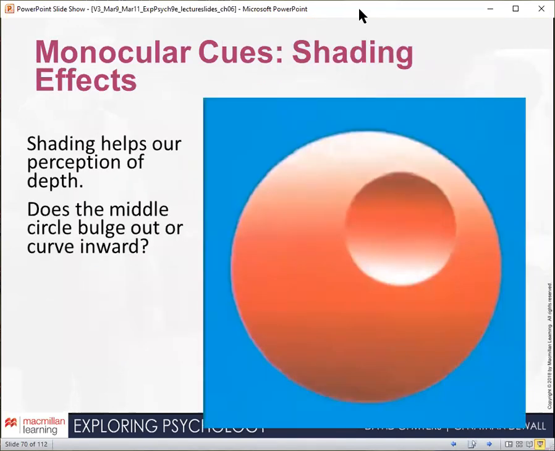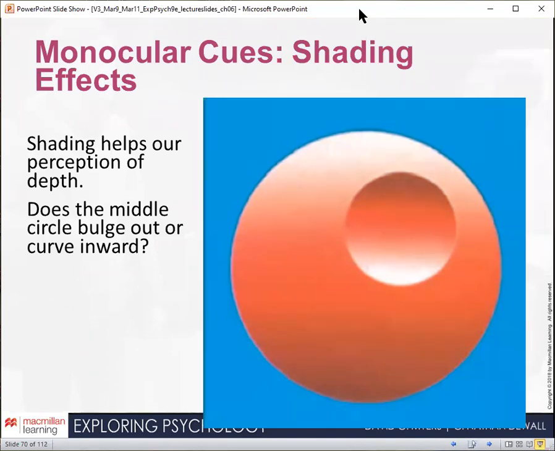Monocular cues, the shading effects. Shading helps our perception of depth. And of course, many of you who are painters or artists probably are very familiar with these ideas, because that's how you make things appear the way you want them as you're doing your drawings or painting your paintings. So shading helps our perception of depth.